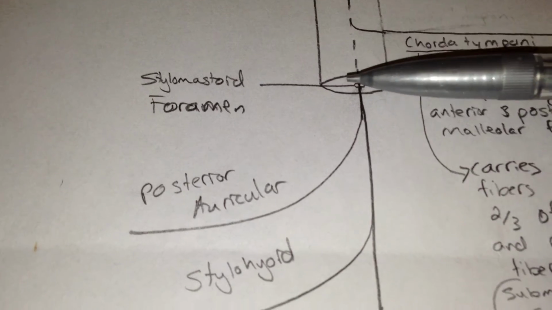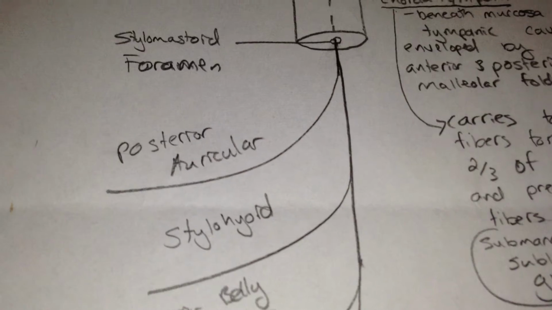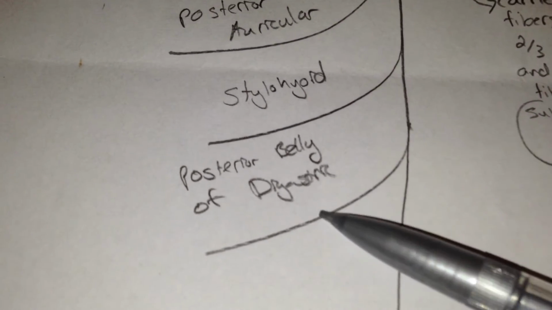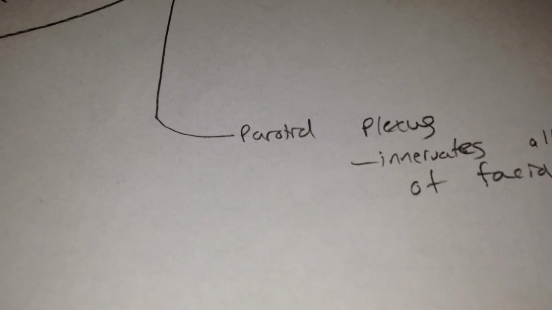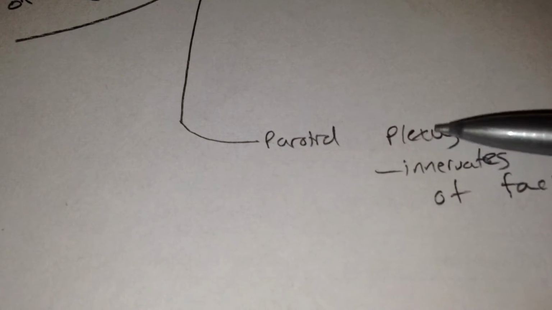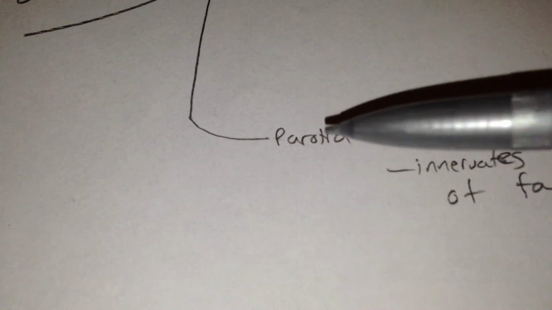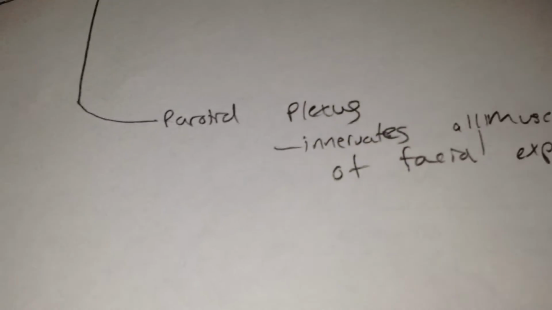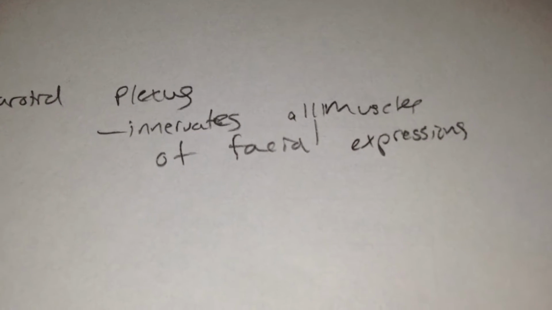Once it exits the stylomastoid foramen, it's going to give off a posterior auricular branch. It's going to give off a stylohyoid branch, and then a branch to the posterior belly of digastric. Then it's going to give off its parotid plexus. The parotid plexus is going to divide the parotid gland into a superficial and a deep part, and the parotid plexus is going to innervate all muscles of facial expression.